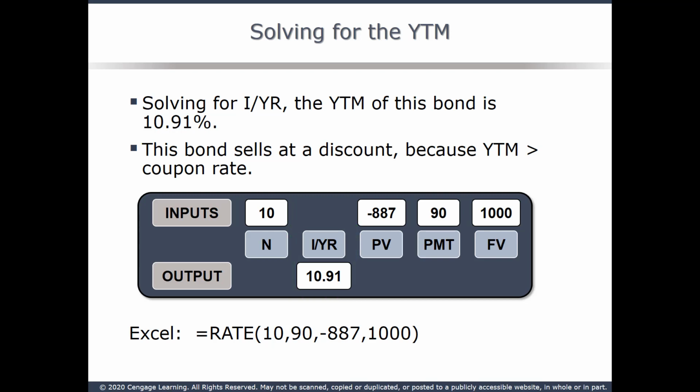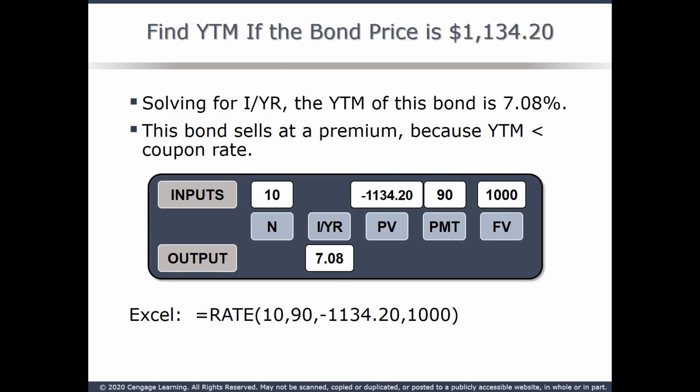This makes sense since the bond is selling for a discount at $887 versus $1,000, so the yield to maturity, the market rate, should be greater than the coupon rate. Continuing the example, if the same bond is selling for $1134.20, then the bond is selling at a premium, so the yield to maturity should be less than the coupon rate, which it is, 7.08%.